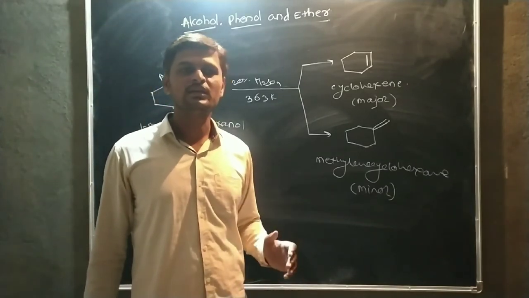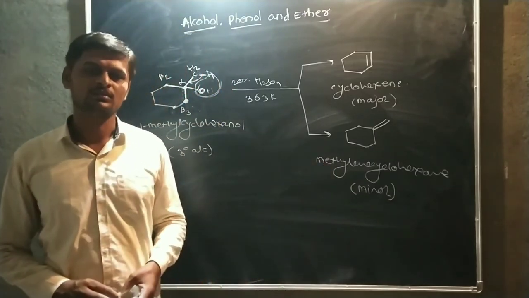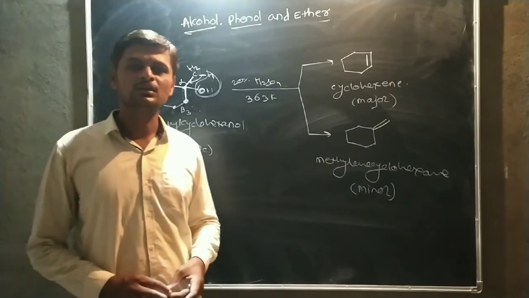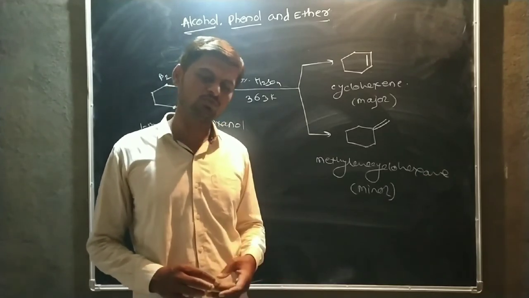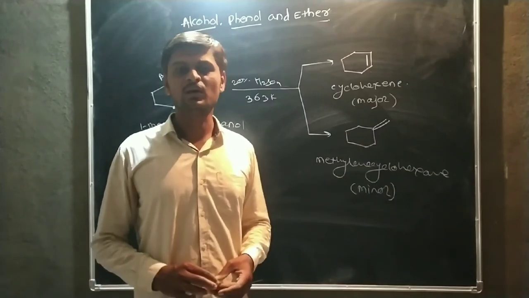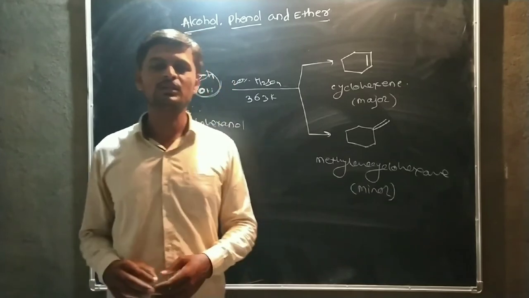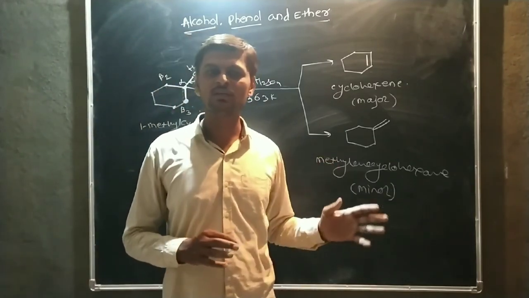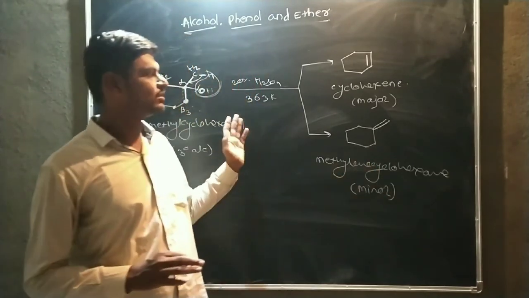Okay guys, this is the preparation method of alkenes from alcohol, that means the reaction of alcohol. If the alcohol undergoes a dehydration reaction using concentrated H2SO4, it gives the corresponding alkenes. The number of carbon atoms present in the alcohol is the same as the number of carbon atoms present in the alkene. Okay guys, this is the dehydration of alcohol.